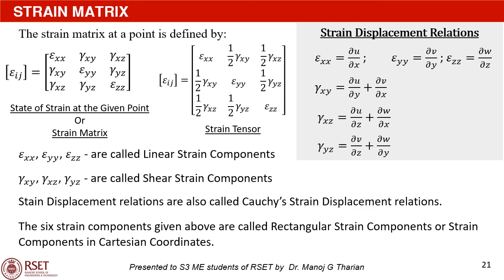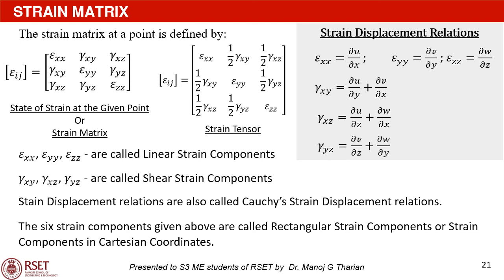The strain components epsilon xx, epsilon yy and epsilon zz are called the linear strain components, and gamma xy, gamma xz, gamma yz are called the shear strain components, which is analogous to normal stress and shear stress. The strain displacement relations are also called Cauchy strain displacement relations. The 6 strain components given above are called rectangular strain components or strain components in Cartesian coordinates.